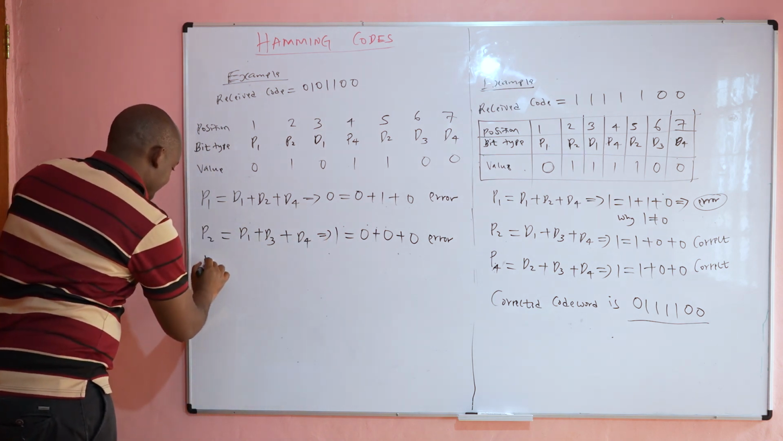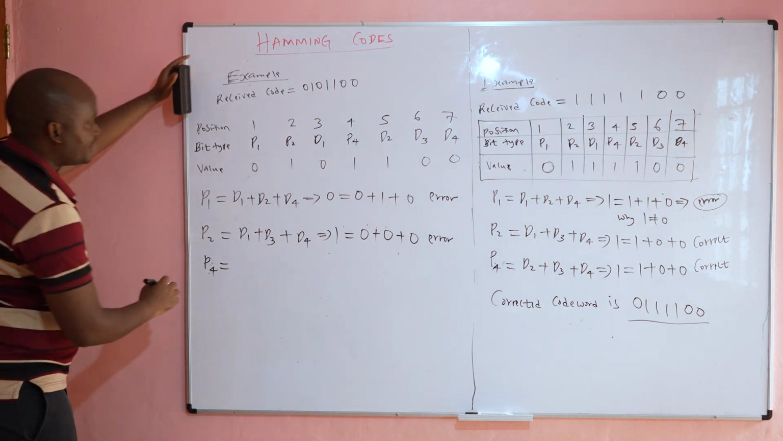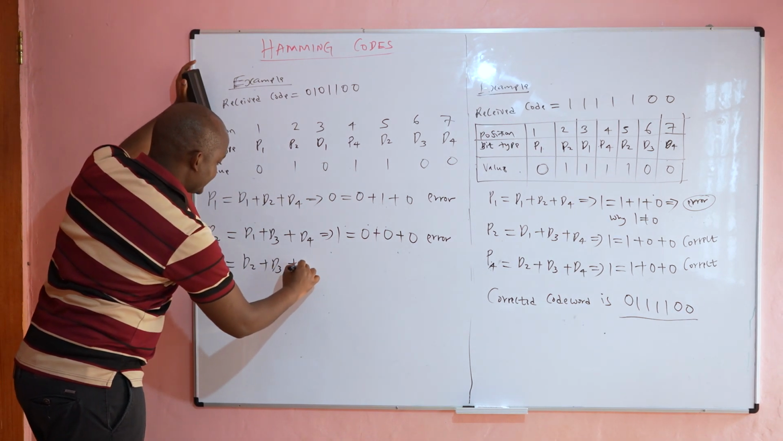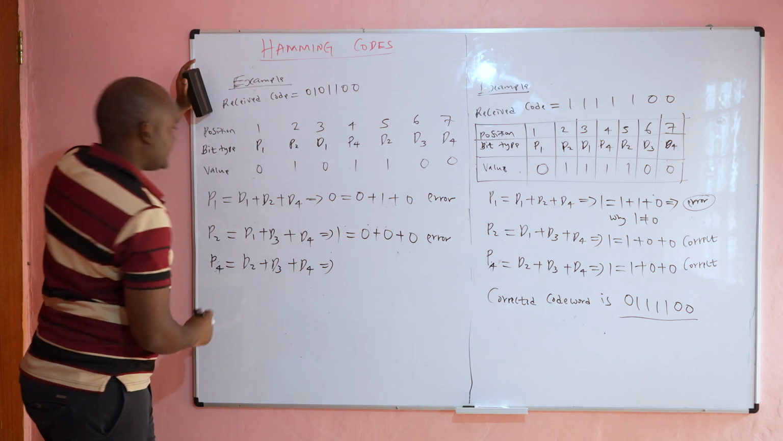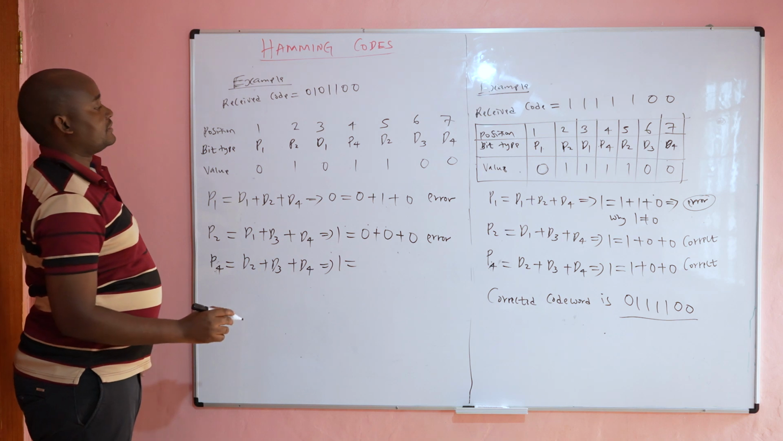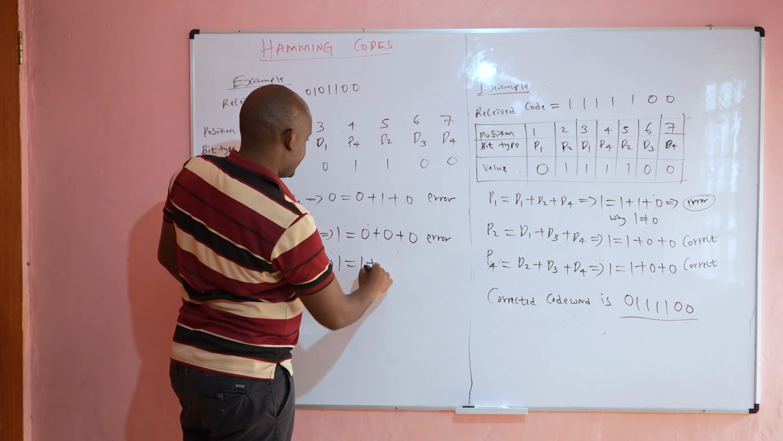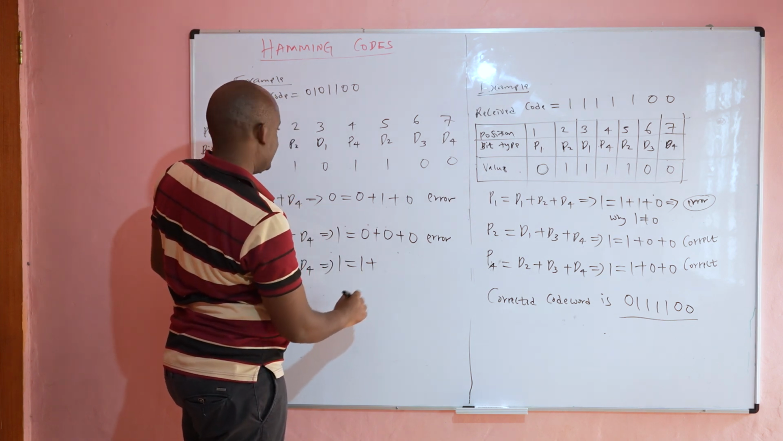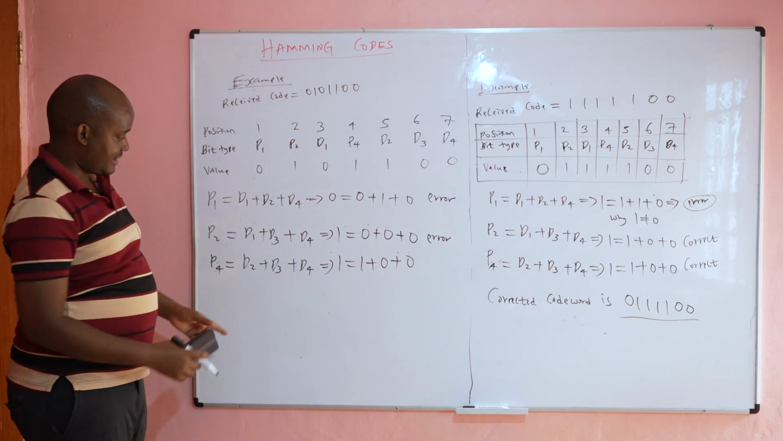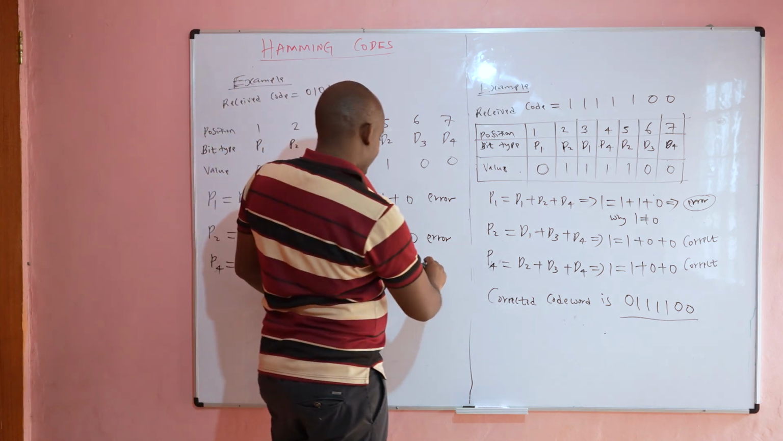Our P4, that is parity bit number 4, is given by D2 plus D3 plus D4, which implies that what is our P4 here? Our P4 is given as 1, so meaning that 1 will be equal to our D2, which is 1, plus our D3 which is 0, plus our D4 which is 0. And you can see this is correct, because 1 plus 0 is equal to 1. So this is correct.